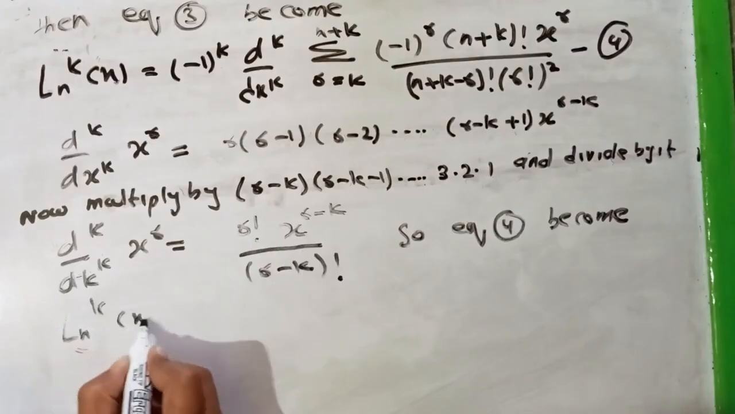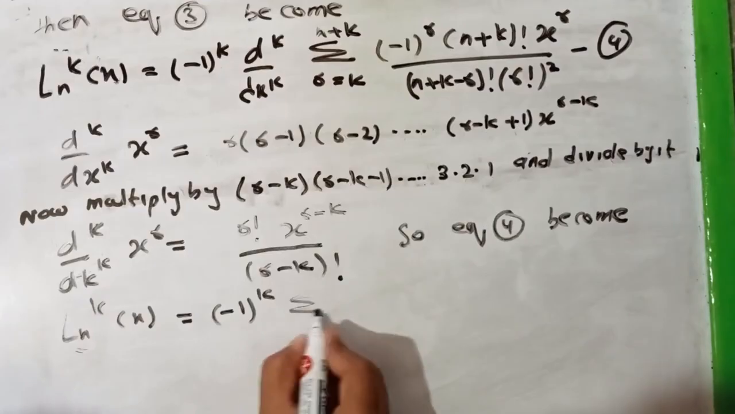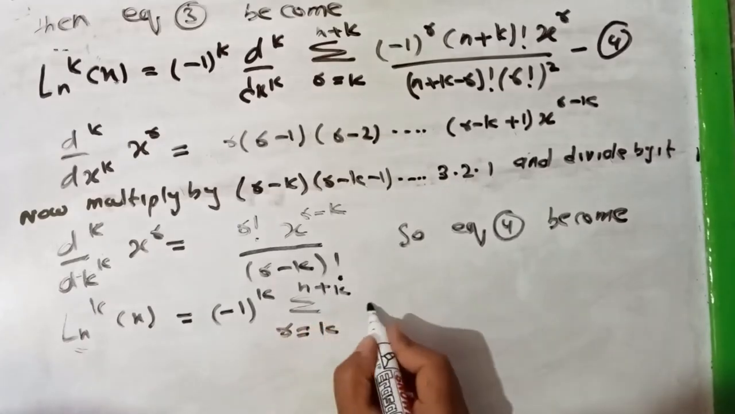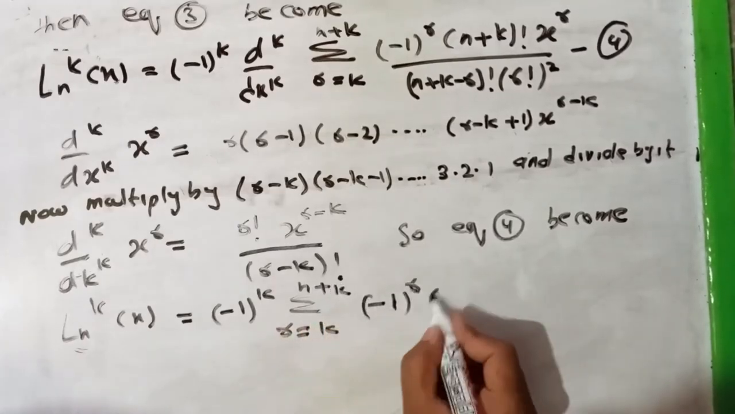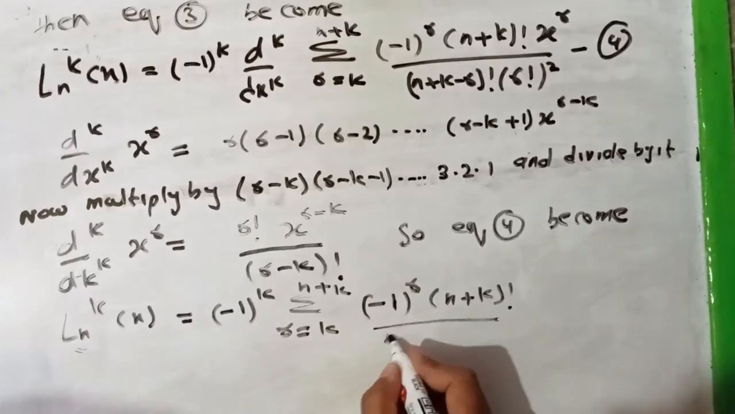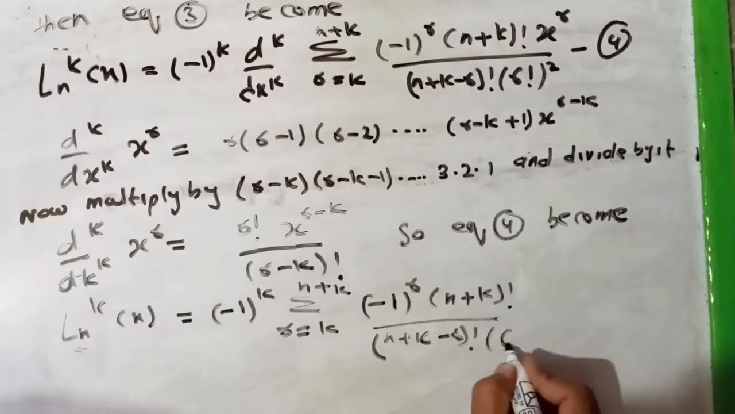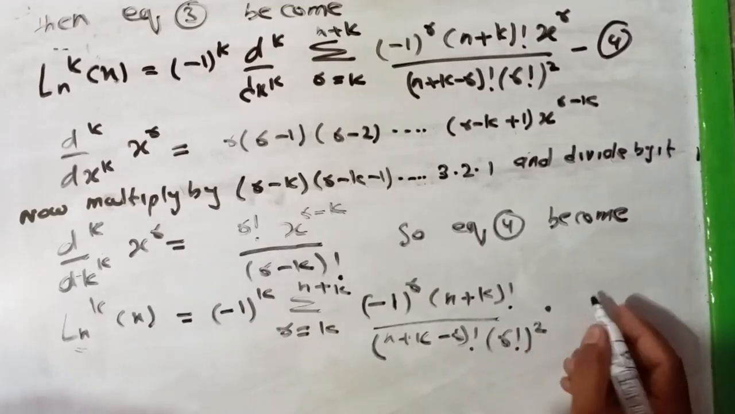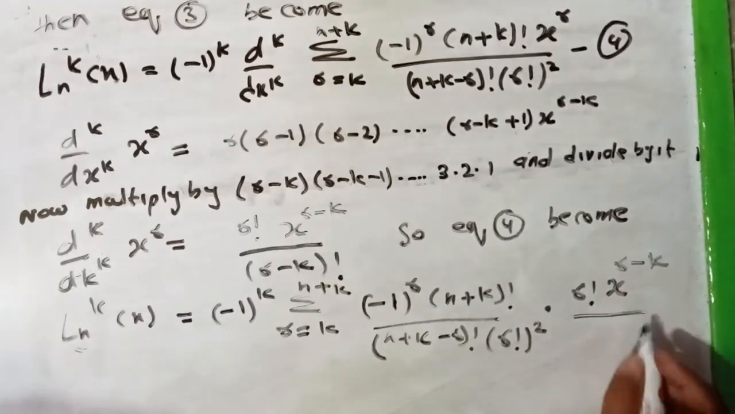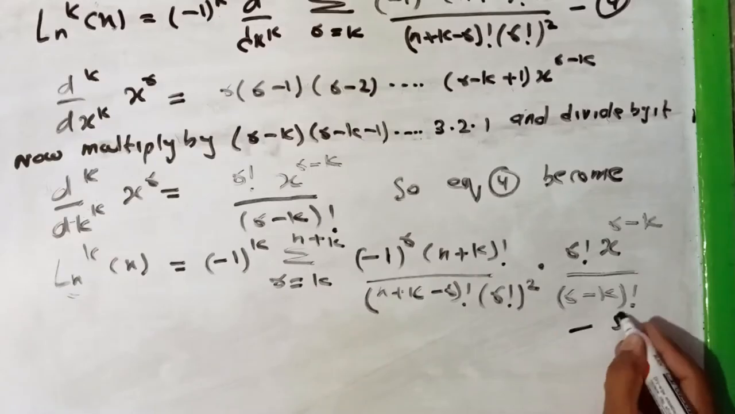So equation 4 becomes L_n^k(x) is equal to (-1)^k times the summation r is equal to k to n plus k of (-1)^r (n+k)! over ((n+k-r)!)² multiplied by r! x^(r-k) over (r-k)!. This is equation number 5.